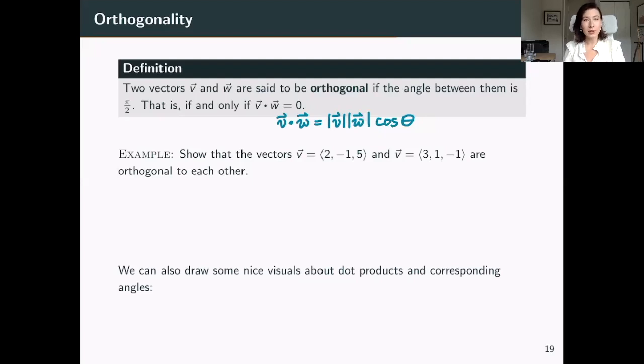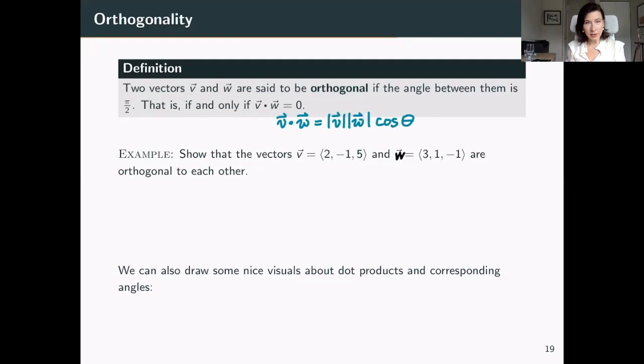So let's consider the following two vectors, v and w. I just realized I've got a little typo in here. So this should be V and W, not V and V. In order to show that these two vectors are orthogonal, we are going to compute their dot product. Let's go ahead and look at that.